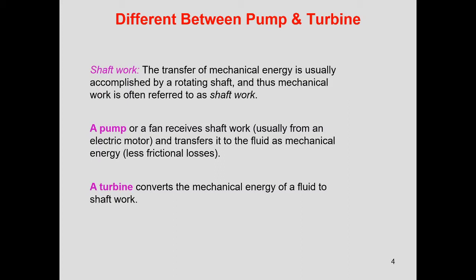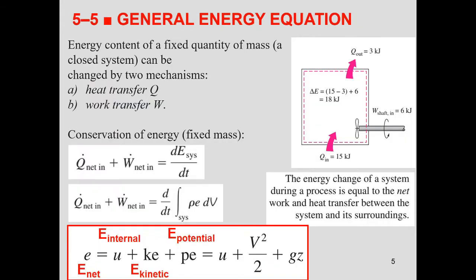So a pump, or a fan, receives a shaft work usually from an electric motor. Okay, so the pump converts electrical energy and transfers it to the fluid as mechanical energy. While a turbine converts the mechanical energy of a fluid to a shaft work, which normally goes to electrical energy.